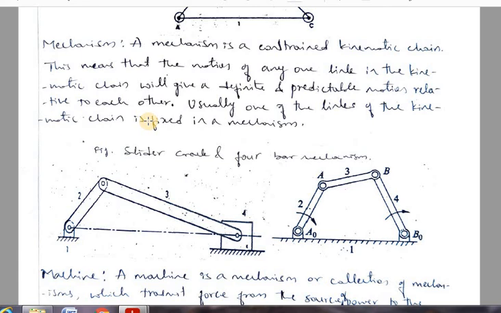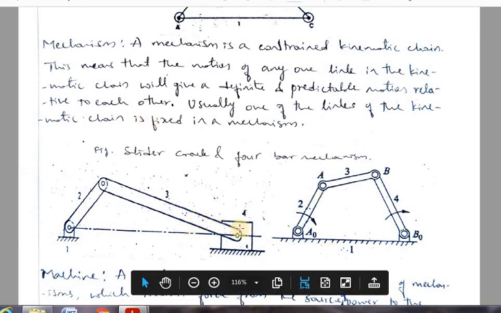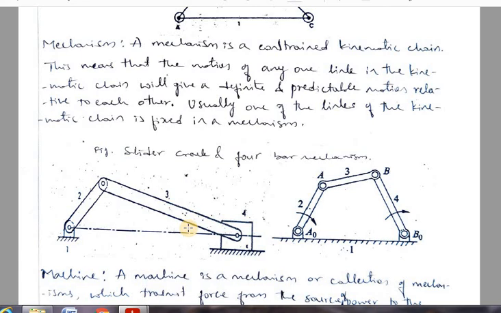Usually one of the links of the kinematic chain is fixed in a mechanism. So here we have two examples over here. One is a slider crank mechanism and a 4-bar mechanism. So in a mechanism you have to understand that one of the links will be fixed.